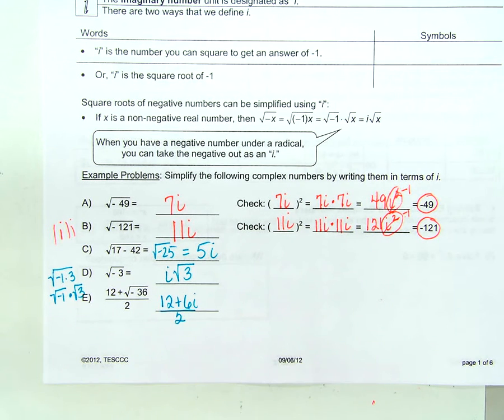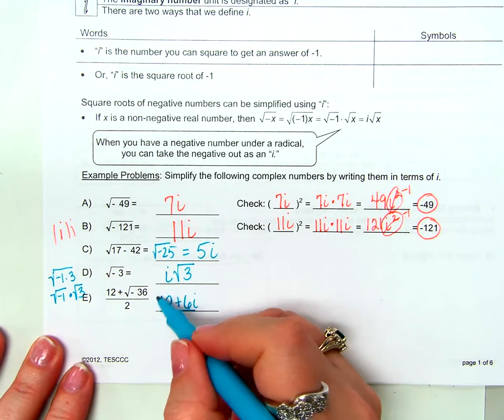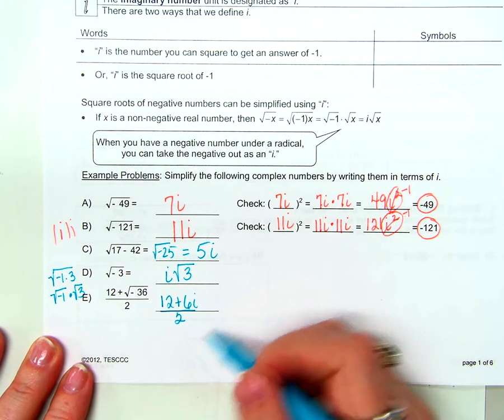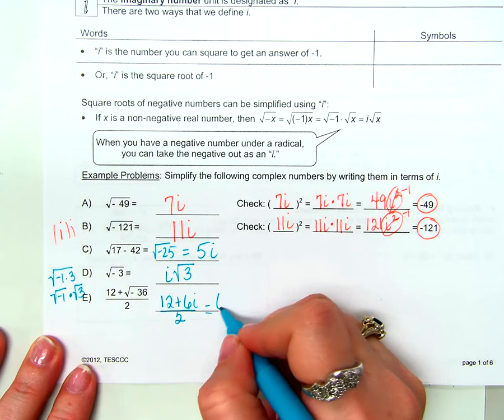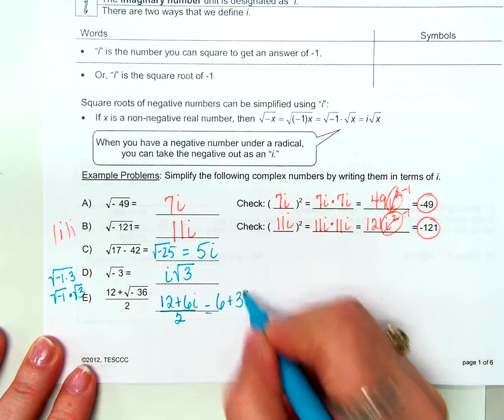Yes, because it follows the same rules as variables, right? I can do that. So is everything in the numerator divisible by 2? So then divide it both by 2, and what do you get? 6 plus 3i.